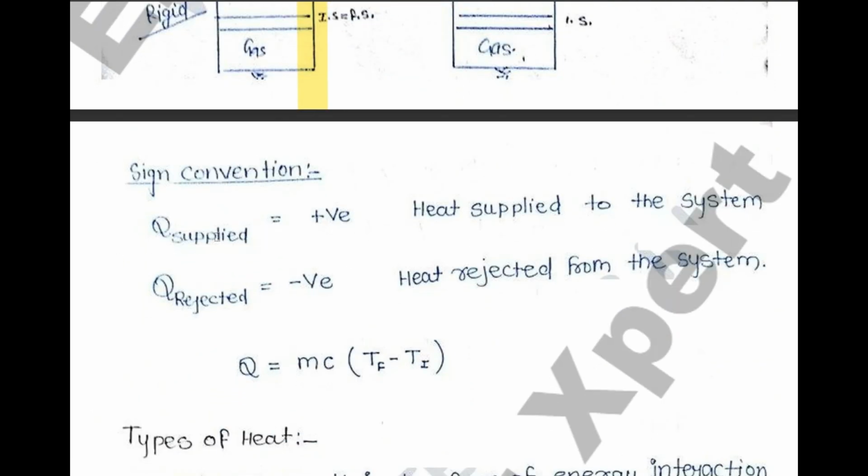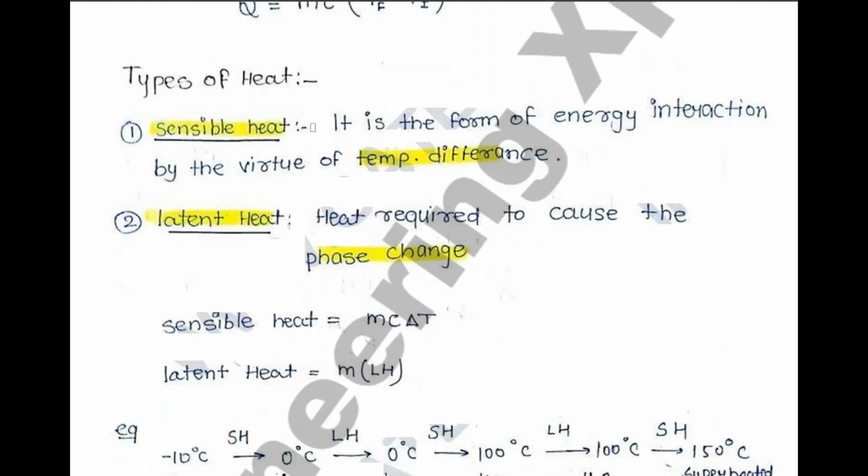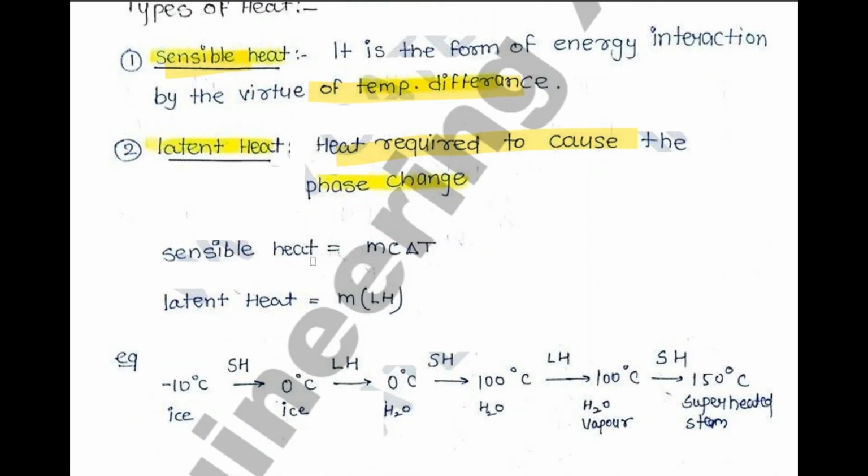So these are some sign conventions. Heat supplied to the system is always positive. Heat rejected from the system is always negative. And there are two types of heat: sensible heat, which is the form of energy interaction by virtue of temperature difference, and latent heat, which is required to do the phase change, as I told you earlier.